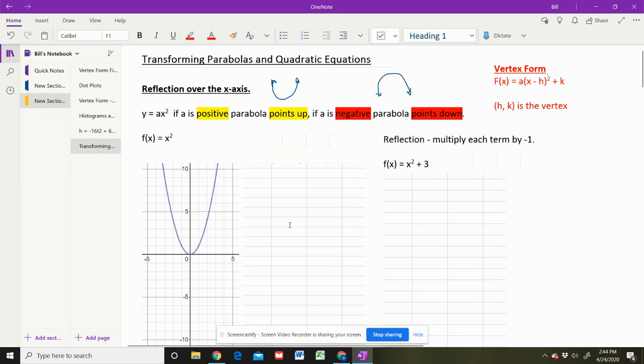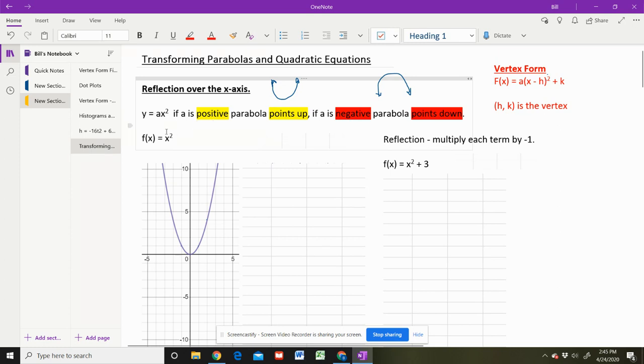Okay, so we're going to start off with our reflection over the x-axis. Just to cover something we did a couple videos ago: if we have y is equal to ax squared, we know that if a is positive, the parabola is going to point up, so it's happy. If it's negative, the parabola points down, so it has an unhappy face. The shape, or how the parabola opens, is all based on that a in front of the x squared term.